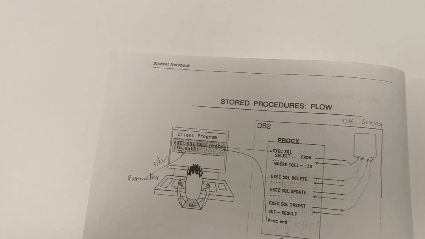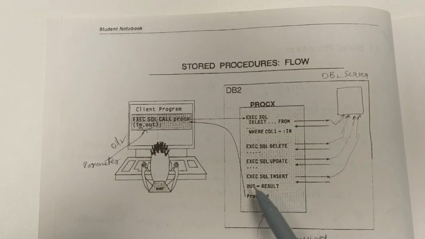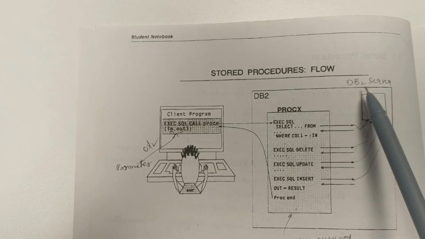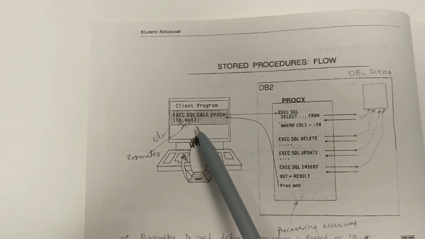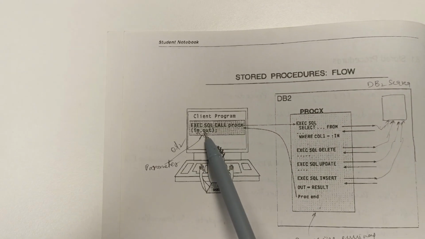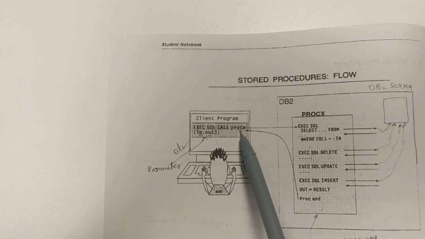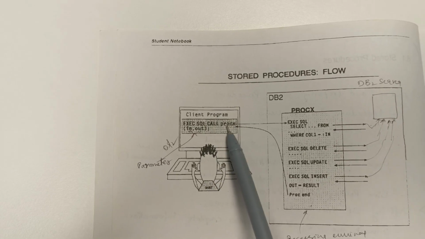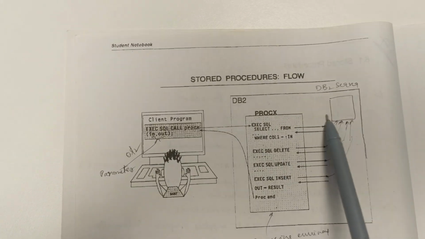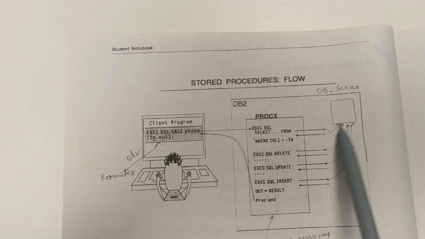Coming to the stored procedure, how does the flow work? This is the structure of a client program, and this is a DB2 server. In the client program, we code an SQL call with the stored procedure name. But the stored procedure itself is coded on the server side.